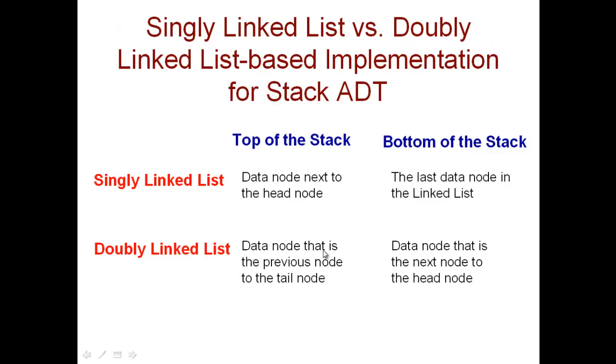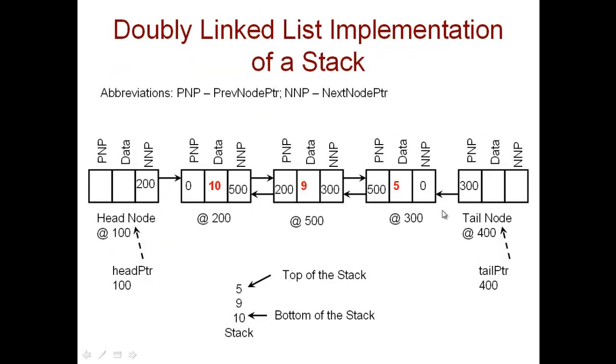So we'll use the data node that is the previous node to the tail node. This data node is the previous node to the tail node, and we'll treat that as the top of the stack. And this node will then become the bottom of the stack. The first data node in the forward direction will be the last data node in the reverse direction. So that will become the bottom of the stack.